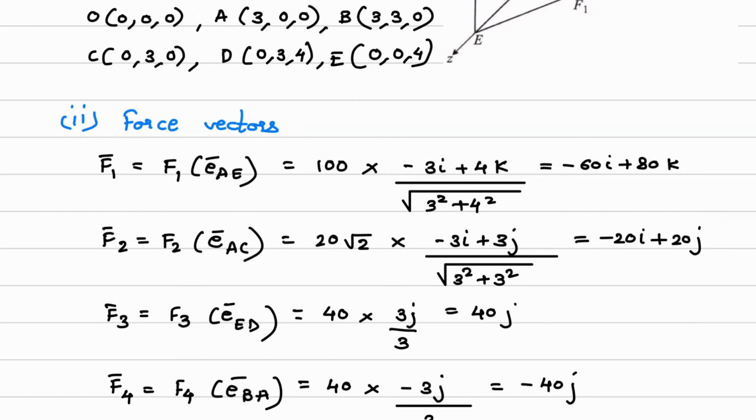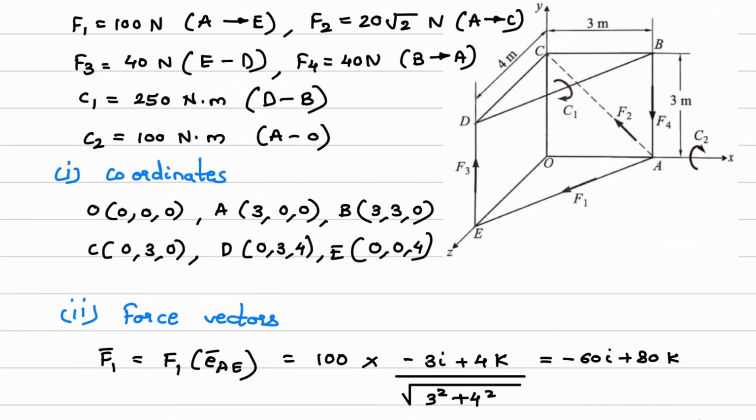Next, we have to find the position vector. Why? Because we have to take moment, and we have to find moment vectors after that. So what position vector do we have to find? Suppose you consider the F1 force. You can consider the position vector as either OA or OE. Anything you consider, you will get the same answer. So don't get confused whether you have to consider OA or OE. If you take OA, you will get some answer, and finally the same answer even if you consider OE.